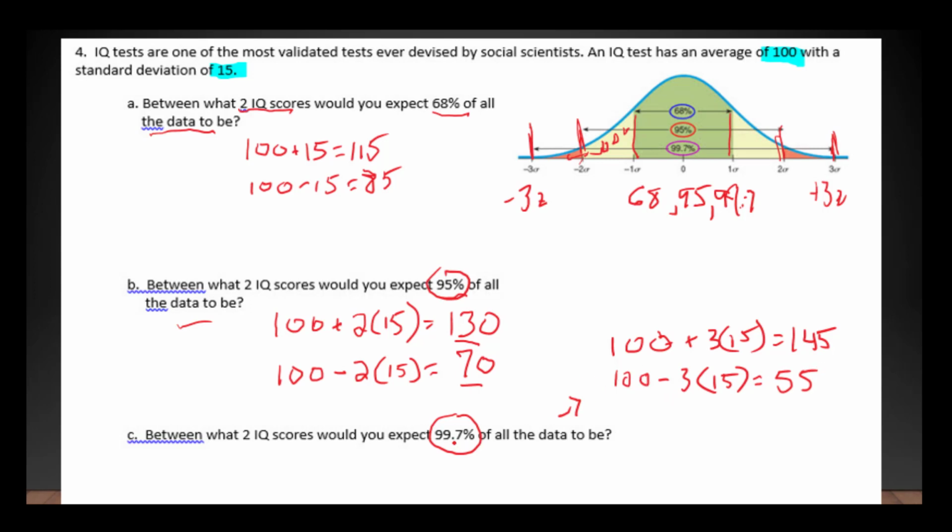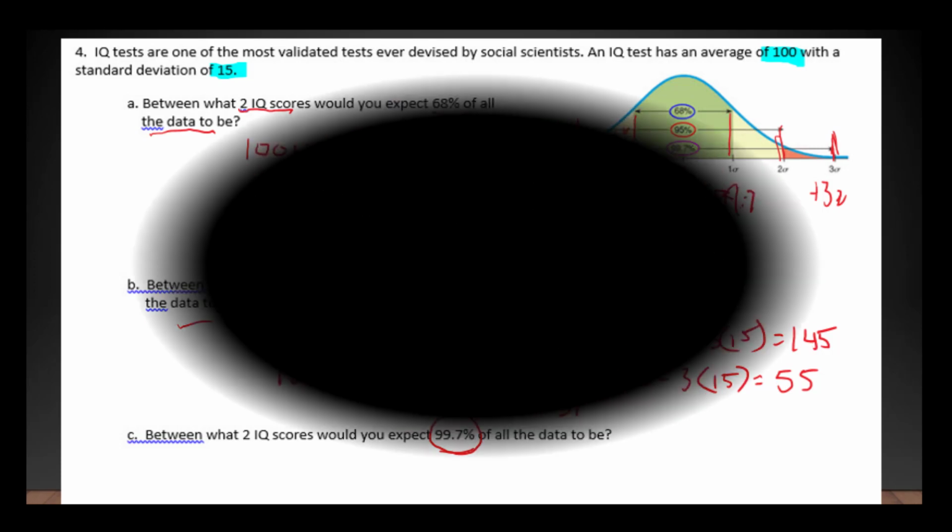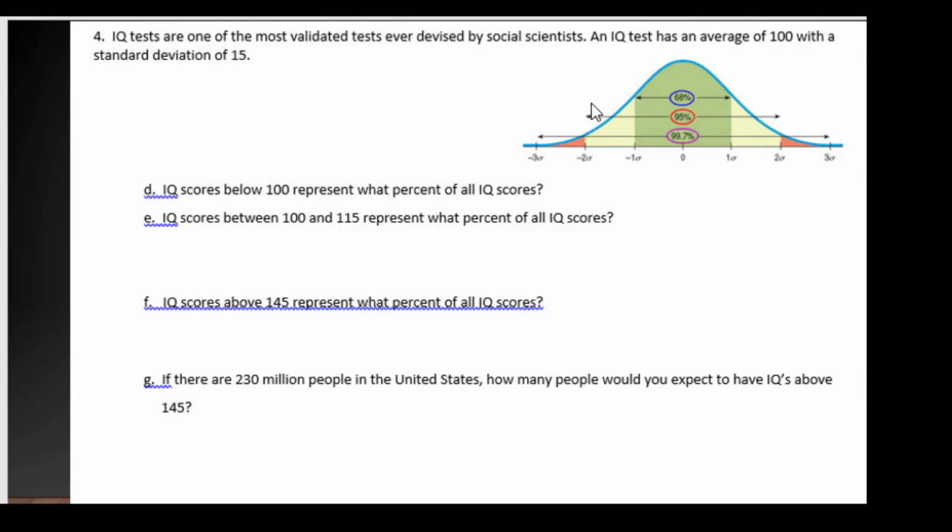So 99.7% of all the data is going to fall between an IQ of 55 and an IQ of 145. Okay, so I left our normal distribution here. And we're starting now with number D. It says IQ scores below 100 represent what percent of all IQ scores?